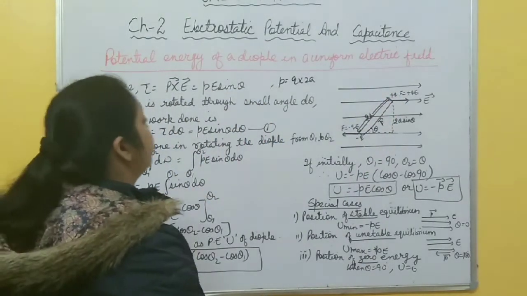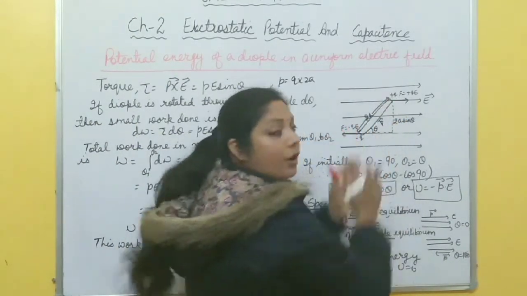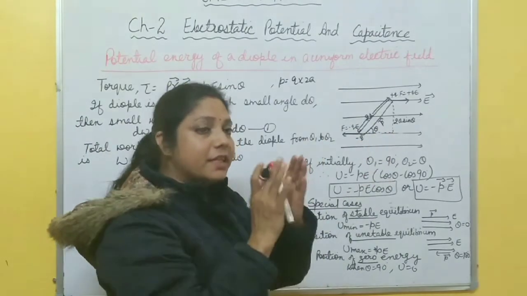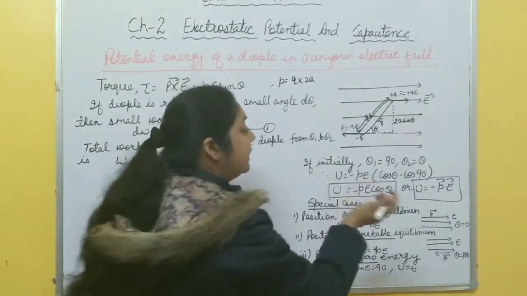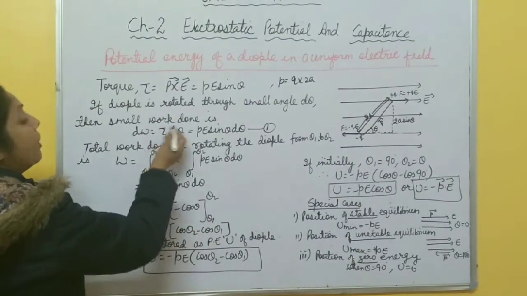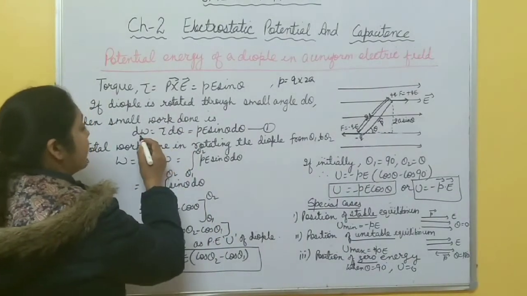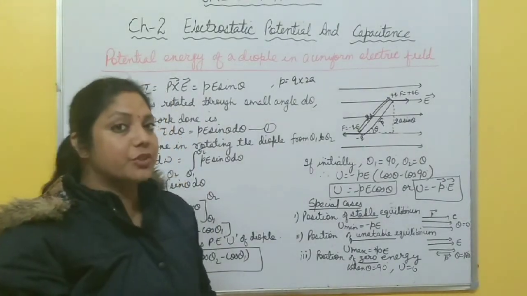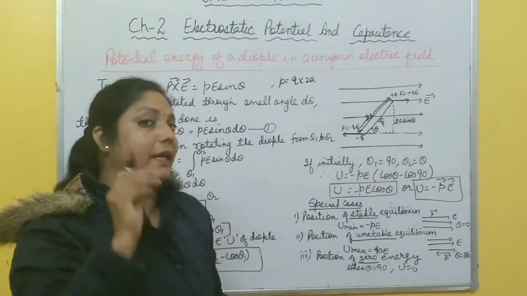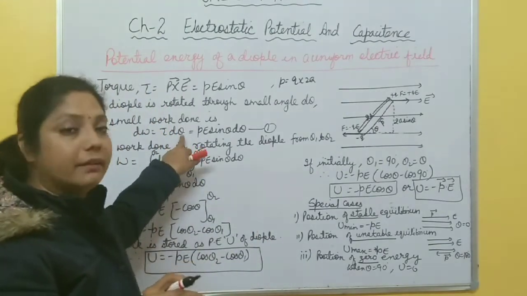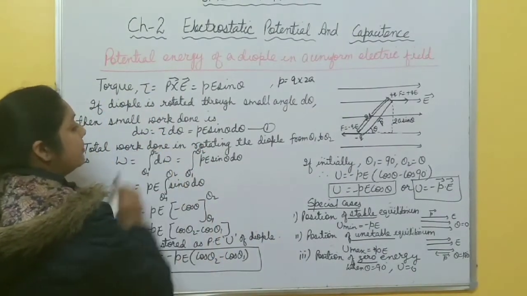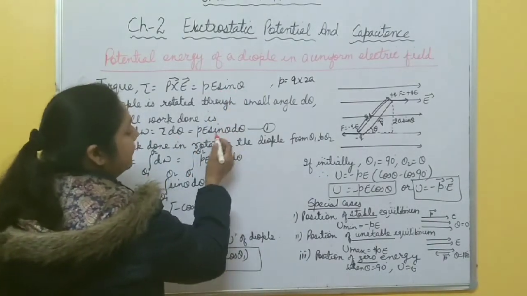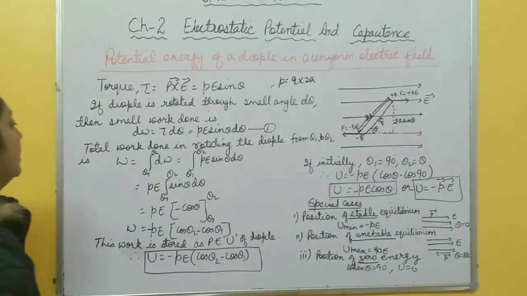Now, the dipole experiences torque, and if this dipole is rotated through a small angle d theta, then what happens? Small work done is there, and that small work done is given by, work done is what? Force into distance, but in rotational motion, in place of force you write torque, and distance here is angular displacement d theta. So small work done dW is given by tau d theta. What is the value for tau? PE sin theta d theta, equation number 1.